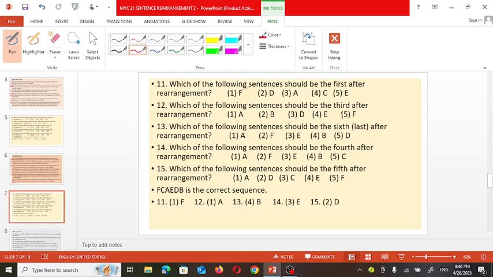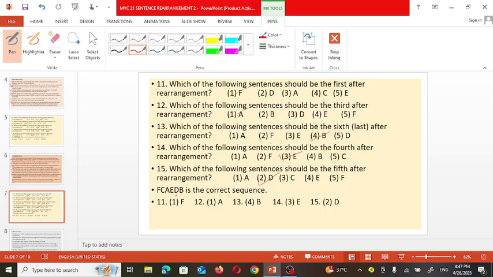Then which will be the third one? So the third one is A. Then which one will be the last? So here B will be the last, and B is given for the fourth option. Which of the following sentences should be the fourth after rearrangement? Fourth will be E, and E is given for the third. And which should be the fifth one? Fifth will be D, and D is given for the second.